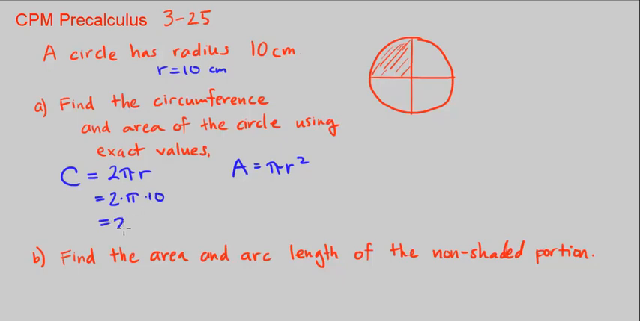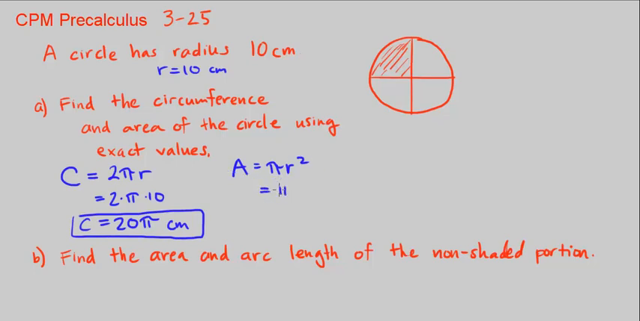2 times 10 is 20 pi. And they want exact values, so I shouldn't plug in 3.14 because that would be approximating. So I'm going to leave it as 20 pi. And circumference is in the units of my radius, which is centimeters. So circumference is 20 pi centimeters.